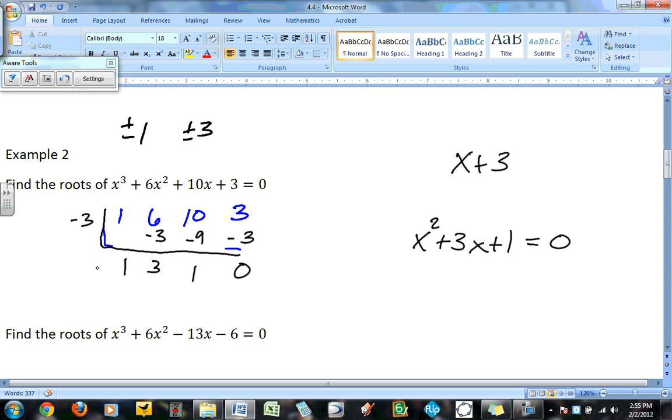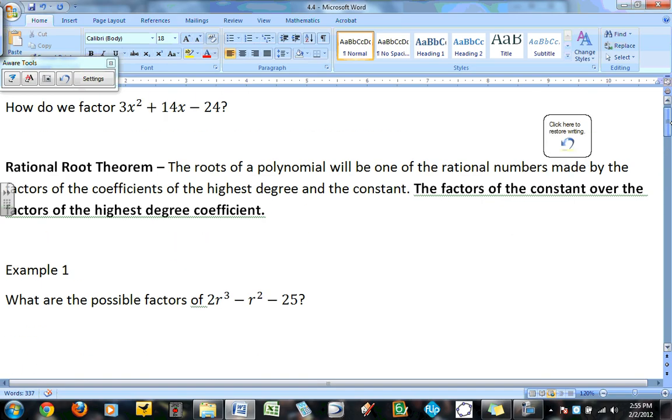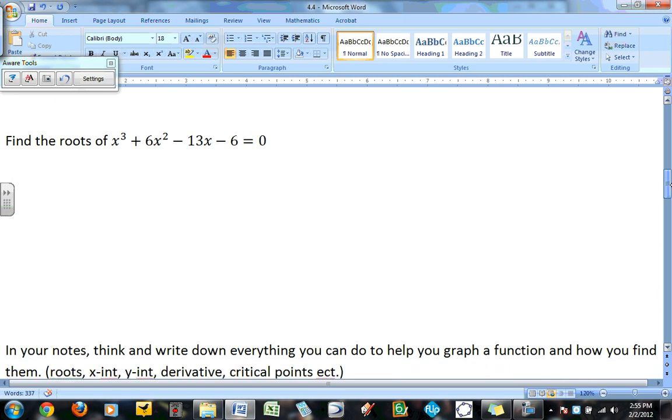So if we kept going and tried -3, it wouldn't work. 3 and all that stuff wouldn't work. So we found a root right here. In that case, -3 was our answer. So why don't you go ahead and give that one a try in your own notes.